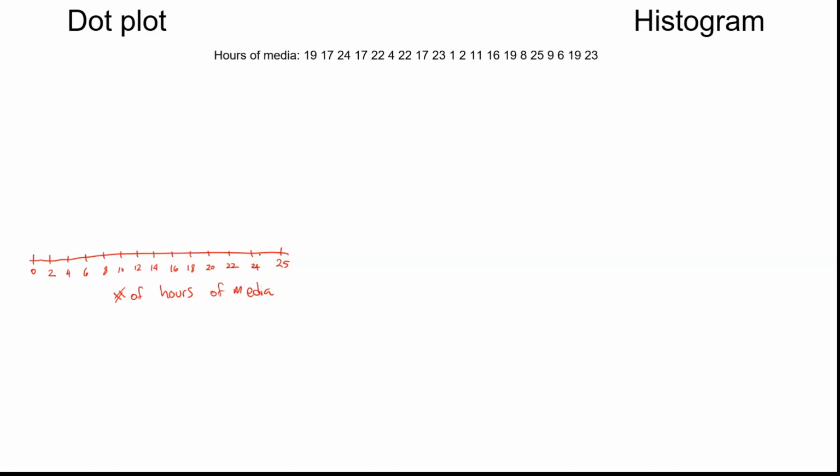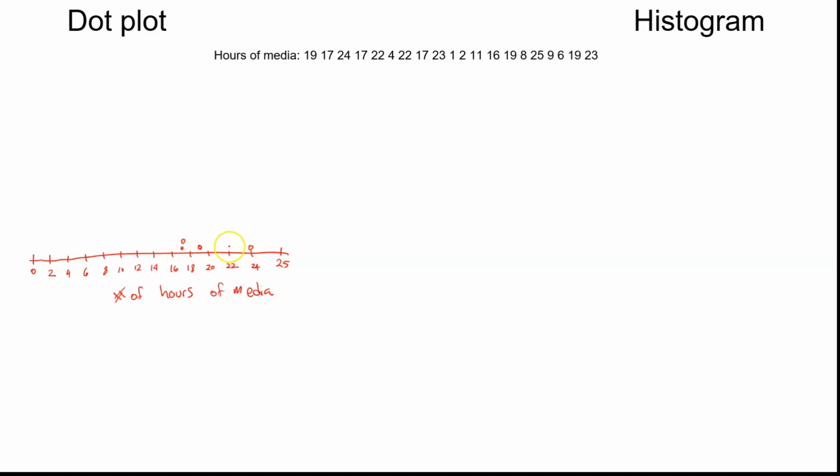Okay. And then I'm just going to go through, and every time I see a number, I'm going to put a dot where that number falls on our dot plot. So for our first number, we have 19. I'm going to say 19 is right here, so I'm going to draw a dot right there. Then 17. Then 24. And so on. So I've got 17 again. I'm going to add a dot on top of it.